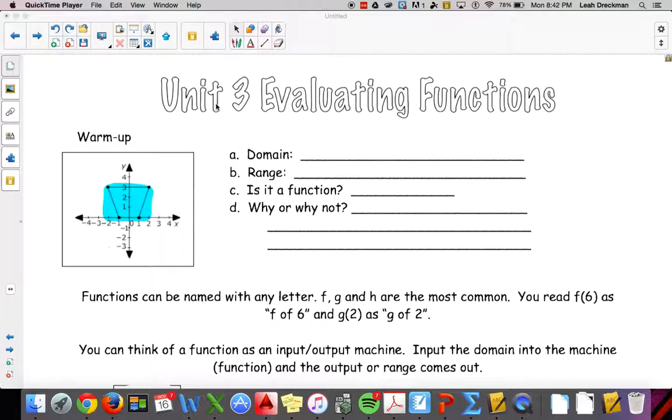Hi everybody, today you're going to learn about evaluating functions. This is actually a skill you've been doing all year. The only difference is today you're going to do it with the function notation, which is really just a fancy kind of way to talk about using inputs and getting only one output.